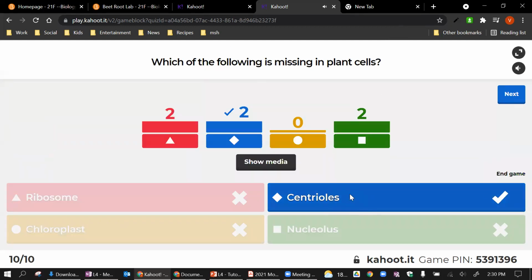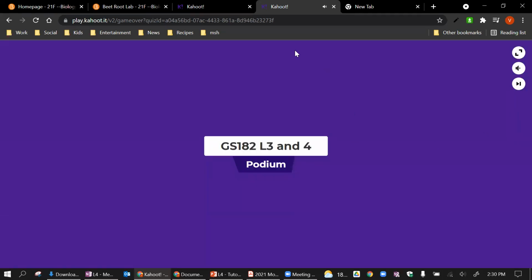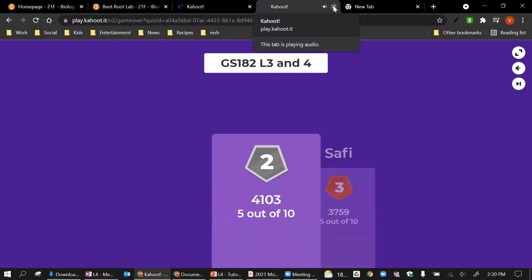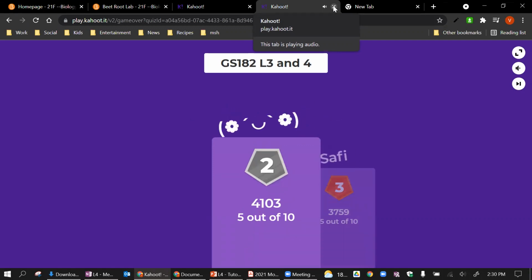Centrioles are found only in animal cells and not plant cells. Okay, centrioles are the ones that arrange themselves perpendicularly and create the spindle fibers to move the chromosomes during cell division. And that is it. Hopefully that gives you an idea of where you're at and how much studying you will need for the next week.